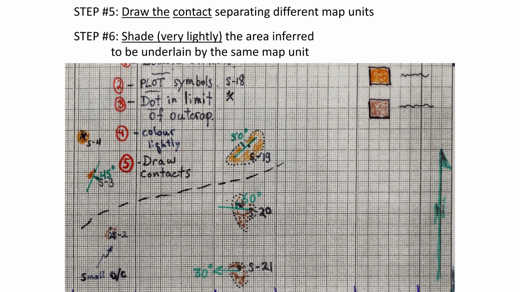And now at this point, we're starting to transition a little bit from raw data into interpretation. Because we don't know the exact location of the contact in between these outcrops, that is a bit of an interpretation. However, it is constrained by observation between these two outcrops. So in this case, the accuracy of the contact is fairly high. Step number 6 is to shade very lightly the area inferred to be underlain by the same map unit. So the space on the map outside of each outcrop observation, but within the dashed line area of the contact, you would shade that in the same map unit color as is in the outcrops, but it's a much lighter coloring than the colors inside the outcrops themselves.